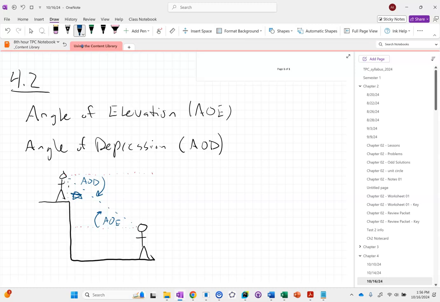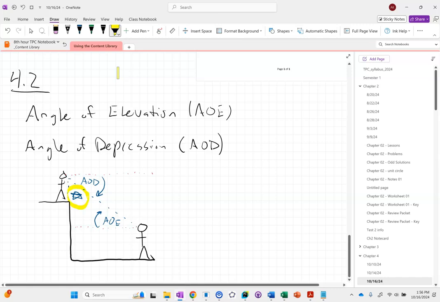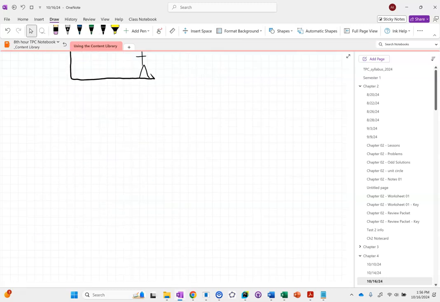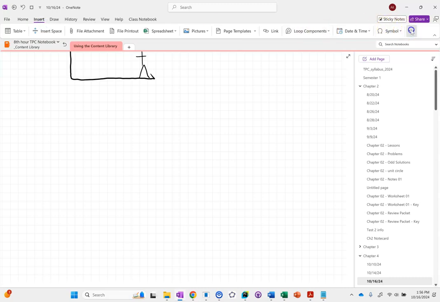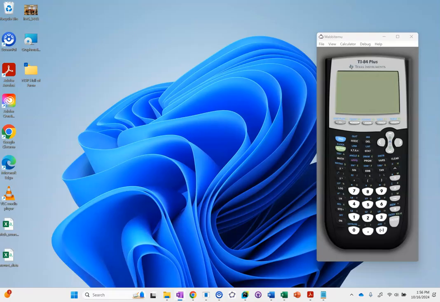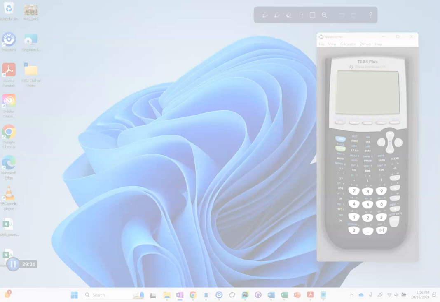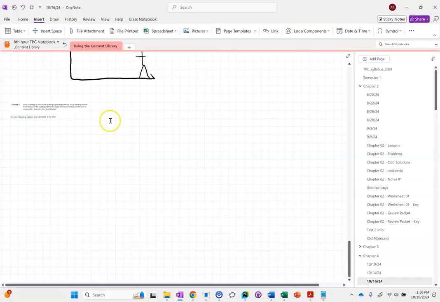The most common mistake students are going to make is you're going to put the angle of depression here. We need to watch out for that. All right. Let's do some examples. So the homework in this section, I'm going to give you a story problem.